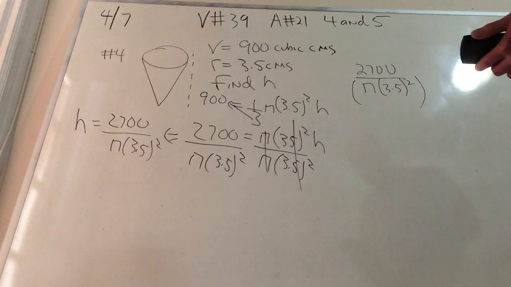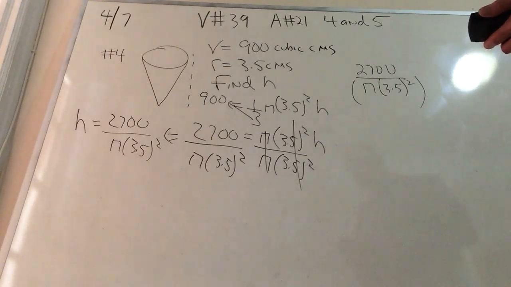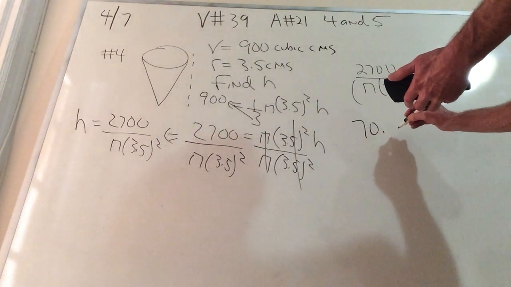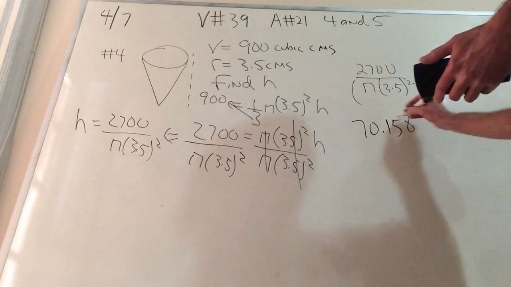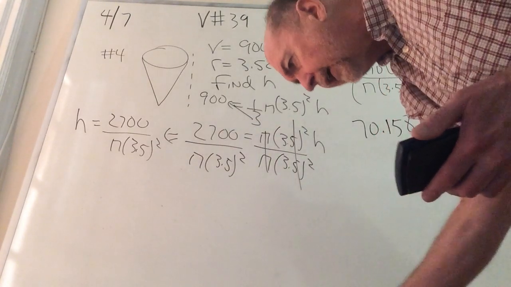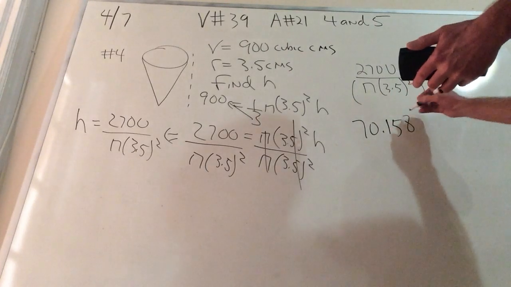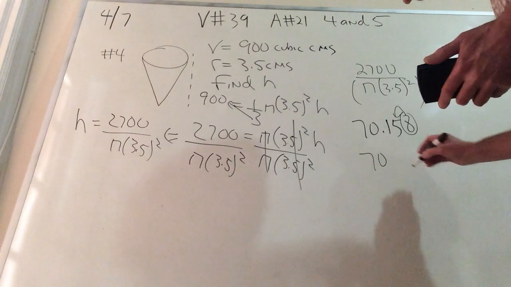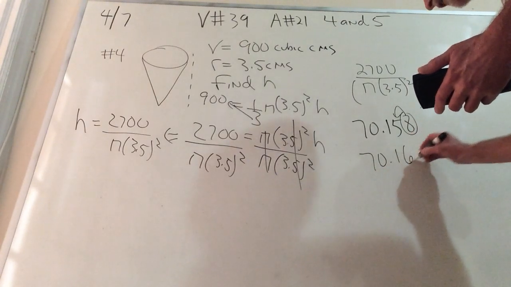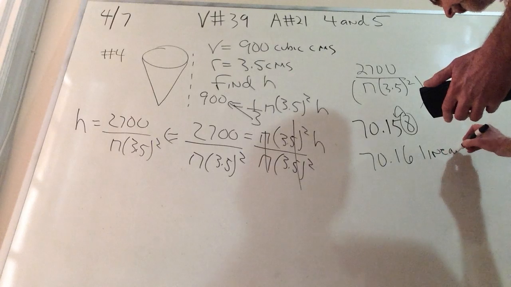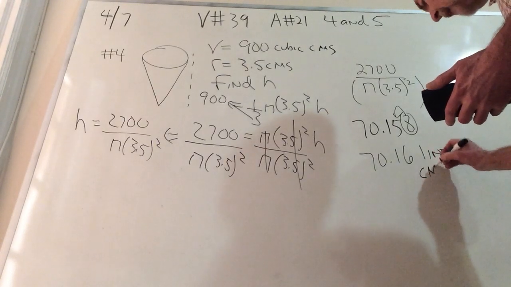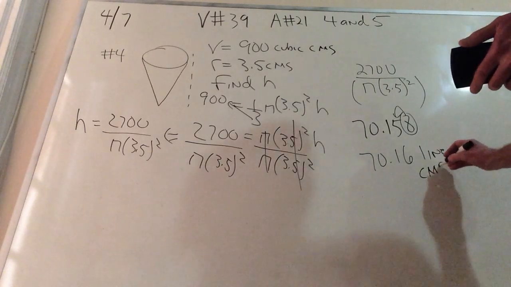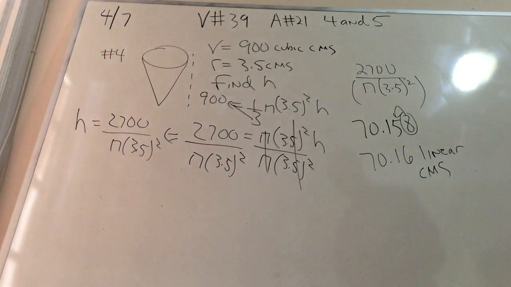And so when I press the enter button, I end up with 70.158 to 1,000. Double checking that that's what we came up with, that's correct. Circle the 8, round the 5, and the height in this case is 70.16 linear. Again, I have to stress that. That's part of the Common Core math, by the way. Linear centimeters. All right? So that's how you do number 4.